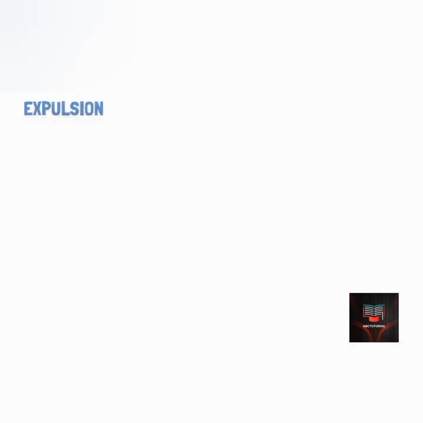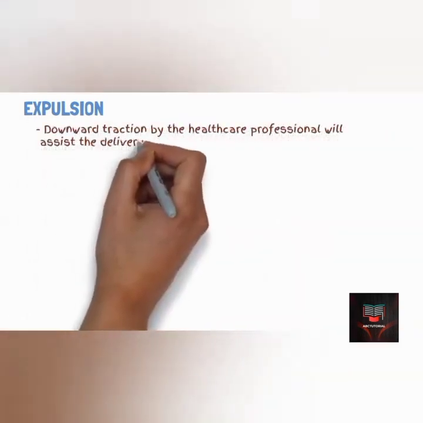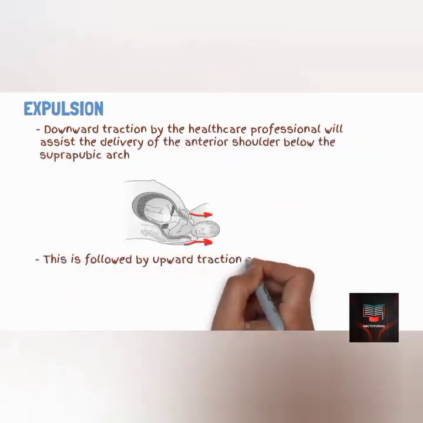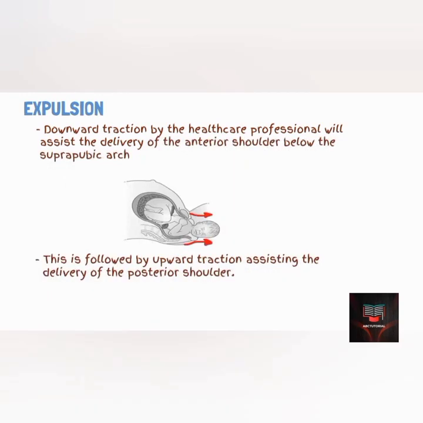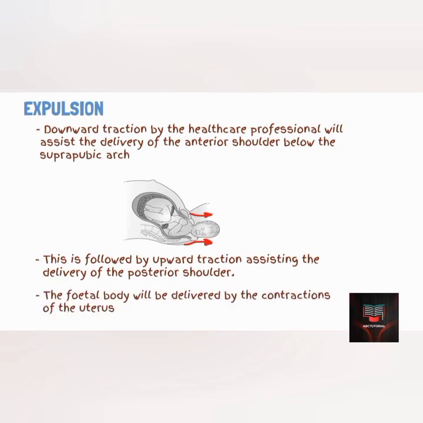Expulsion. After the fetal shoulders lie in the anterior-posterior diameter of the pelvic outlet, the anterior shoulder is delivered first by the downward traction that is exerted by the healthcare provider. Then, the upward traction provided will also aid in the delivery of the posterior shoulder. This delivery of the shoulder is then followed by the expulsion of the body. The rest of the body comes out easily after the shoulder and the head have been delivered.